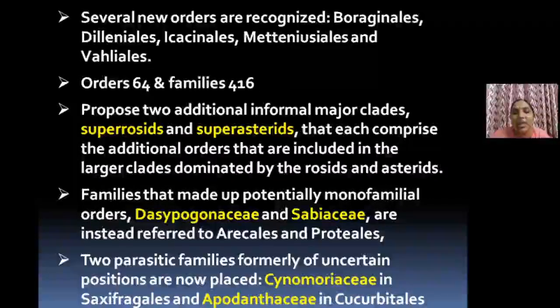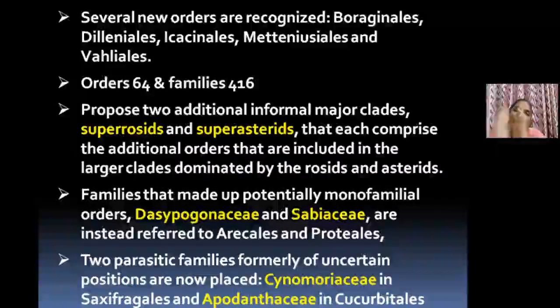Families that would make potentially monofamilial orders are instead referred to Aricales and Proteales. Some have only a single family, monofamilial. That includes Daciaceae, Pogonaceae and Sabiaceae, having only a single family. What are their features? Only single families, including the 2 families. They are referred to the orders Aricales and Proteales. Then 2 parasitic families that were already in an uncertain position are also placed. Where? Cynomoriaceae in Saxifragales and Apodanthaceae in Cucurbitales.